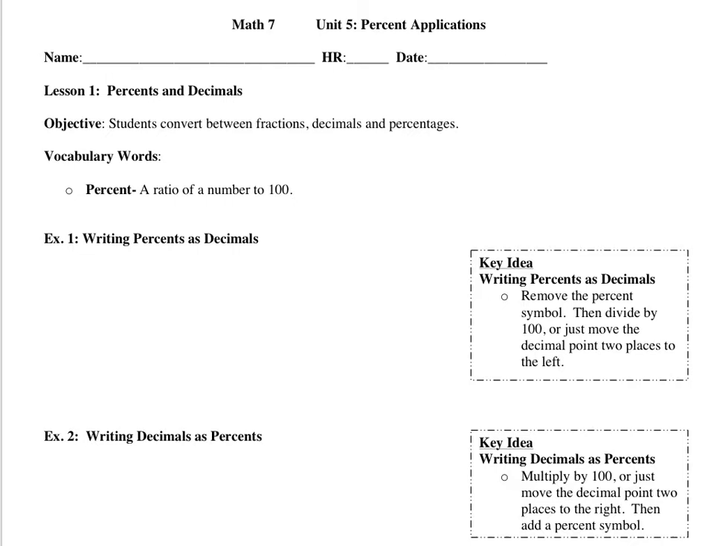So today's lesson is all about percents and decimals. And we're going to be focusing on converting between fractions, decimals, and percentages. We've talked about this before, but percent means a ratio of a number to 100. Literally, per means out of, and cent, if we talk about century, centimeter, cents out of a dollar, those all have a Latin root of cent, which means 100.